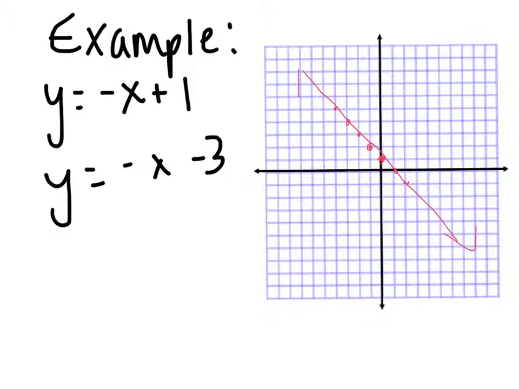I want to use a ruler to go as straight as I can so that I get those exact points. And the next one, negative x minus 3, so I go down to negative 3 on the y-axis. And again, a slope of negative 1. And I can see that since they both have a slope of negative 1, my lines are parallel. So I write no solution.